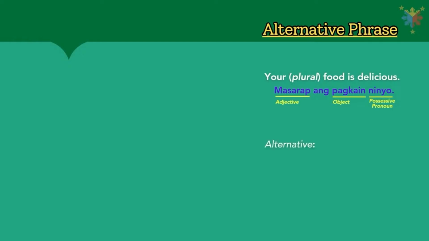However, you could switch it up and say, ang pagkain ninyo ay masarap. That also means your food is delicious. Now the object is at the beginning. Then it's the possessive pronoun, then it's the adjective. So there is kind of a change in the grammar structure here. And now you are using this word ay, which is a sentence connector, which means is. So ang in the earlier phrase means is, but when you're switching it up, ay is the connector here. Not a lot of people use this second form.